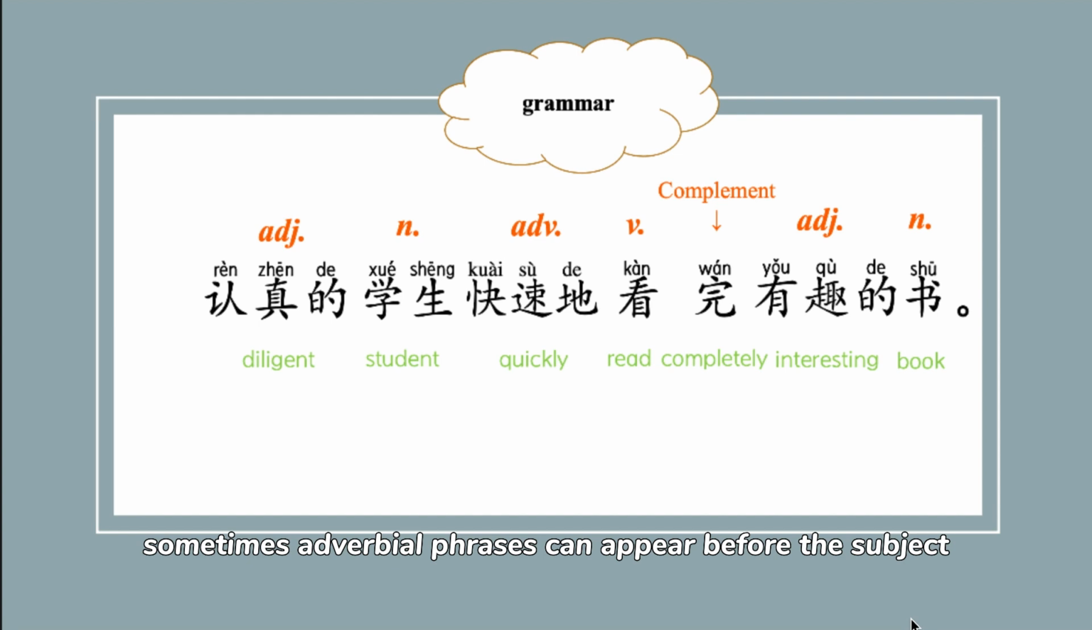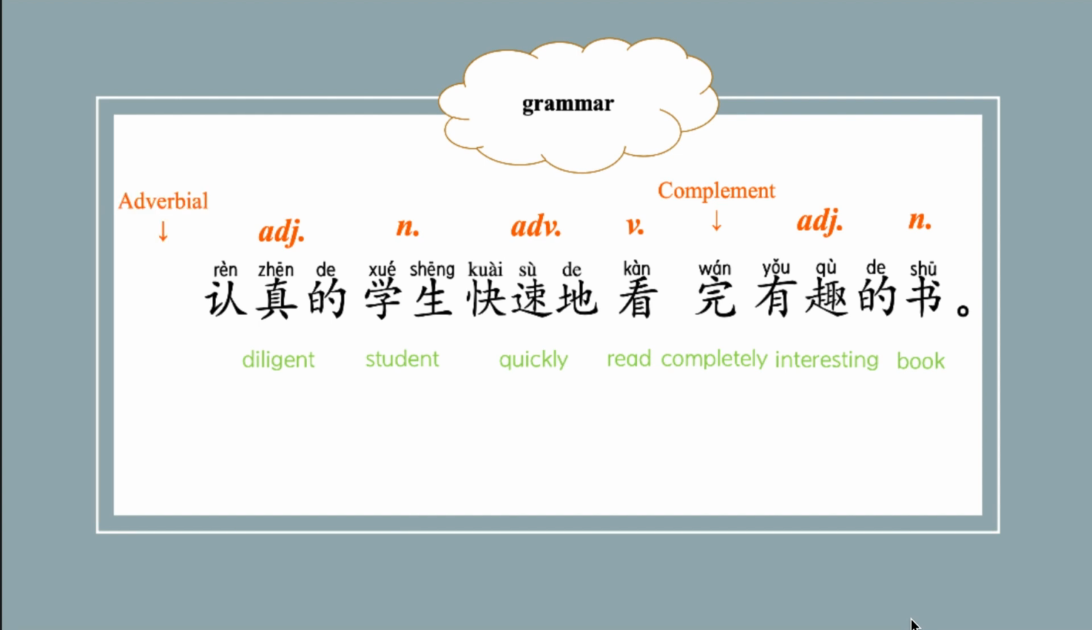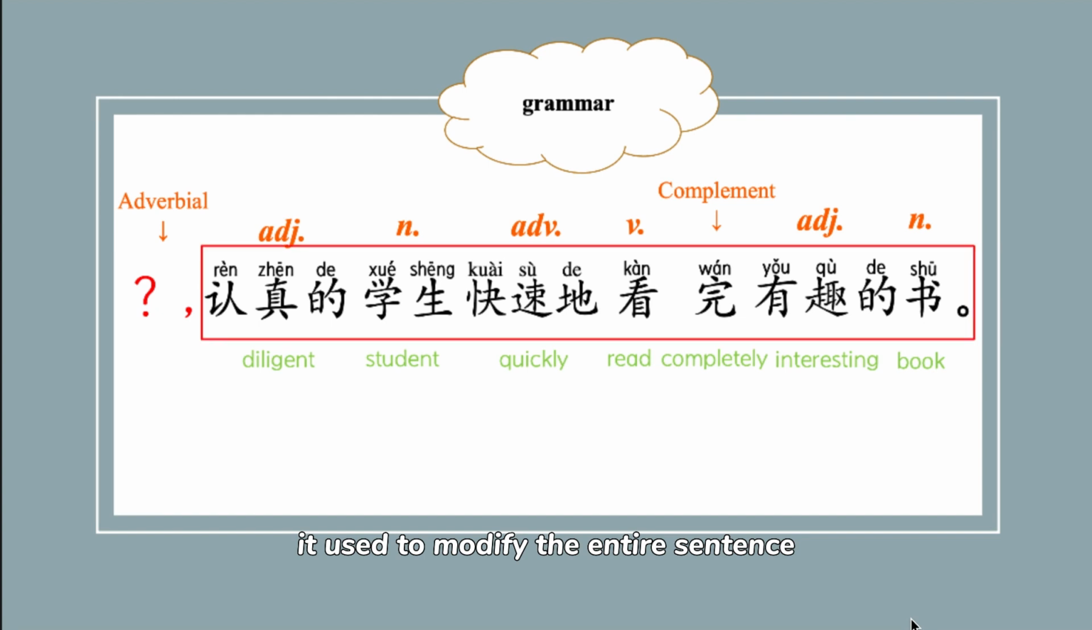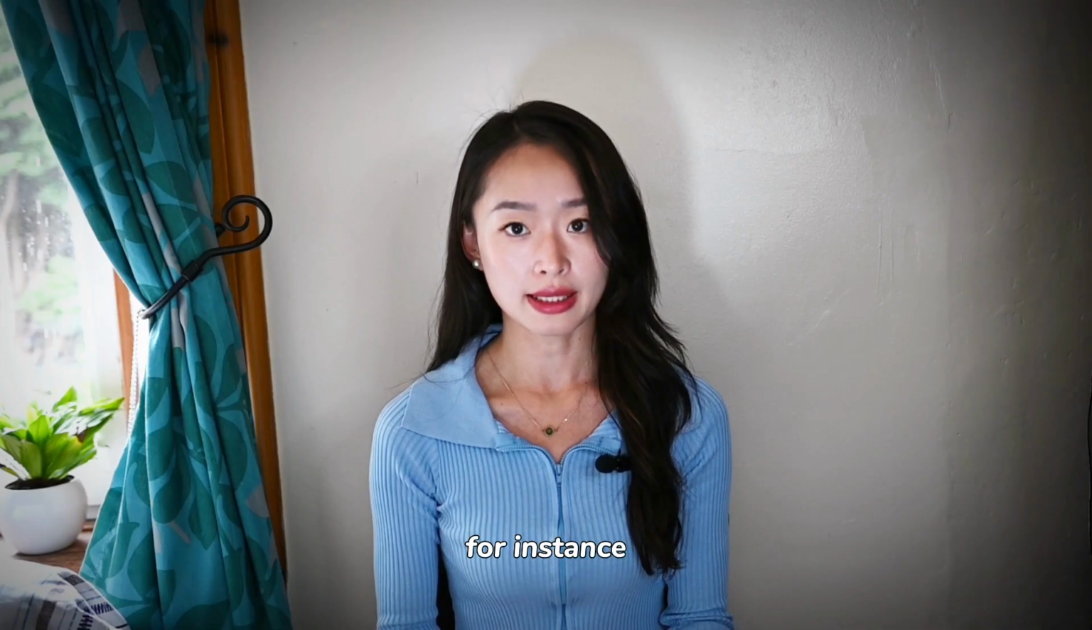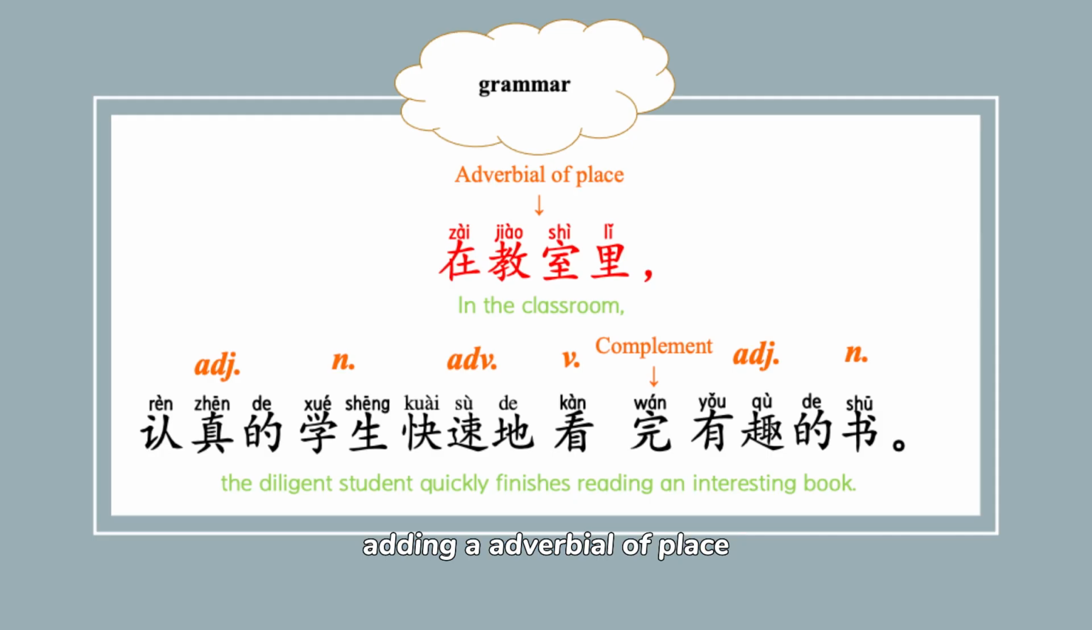Sometimes adverbial phrases can appear before the subject, separated by a comma. It is used to modify the entire sentence. Both adverbial of time and place related can be used in this way. For instance, adding an adverbial of place, 在教室里, in the classroom, before the sentence.